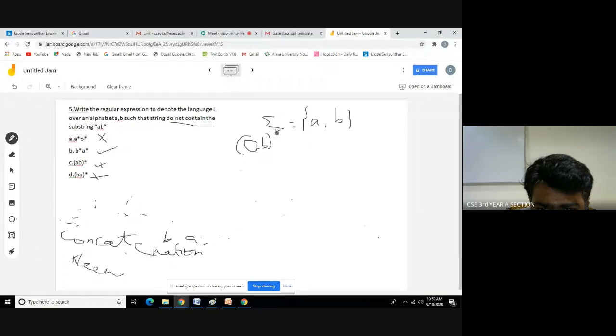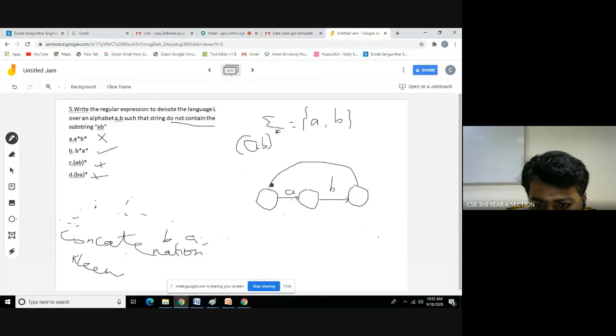The concept is different. Okay, so I will construct AB. This is A, this is B, this is epsilon. So in this case, the epsilon symbol is also going to be accepted. For that I included two more states. Okay, so this is possible.